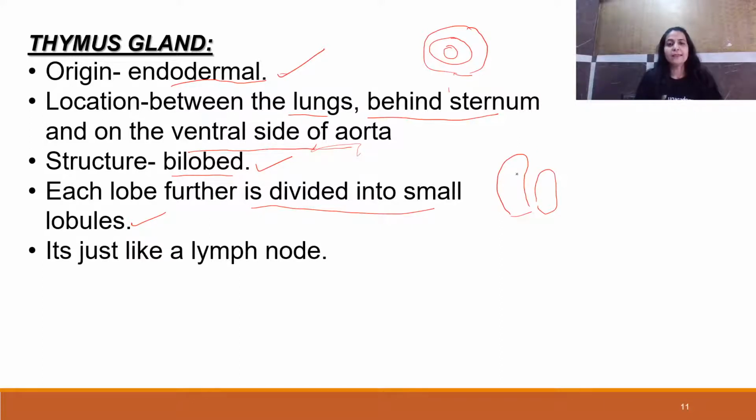Okay, and thymus has follicles. These are the two lobes of the thymus, and if I cut this open, then I will find that it has lobules inside like this. And it just looks like a lymph node. So many of the books even consider it as a lymph node for the reason that it stores T lymphocytes, right? We are considering it as an endocrine gland because it produces hormones. Are you getting it? So it is also a lymph node. It is also an endocrine gland.